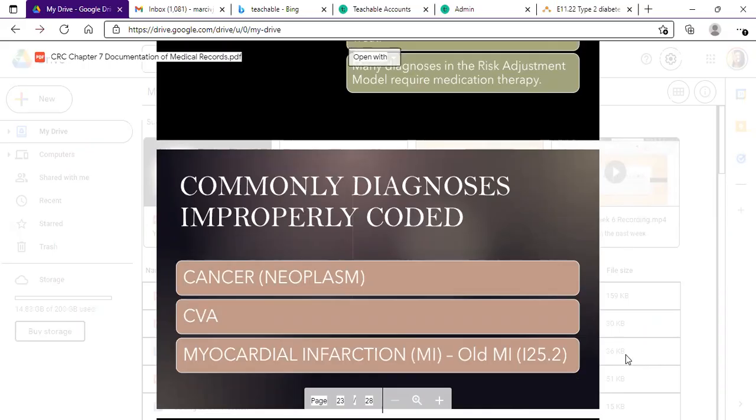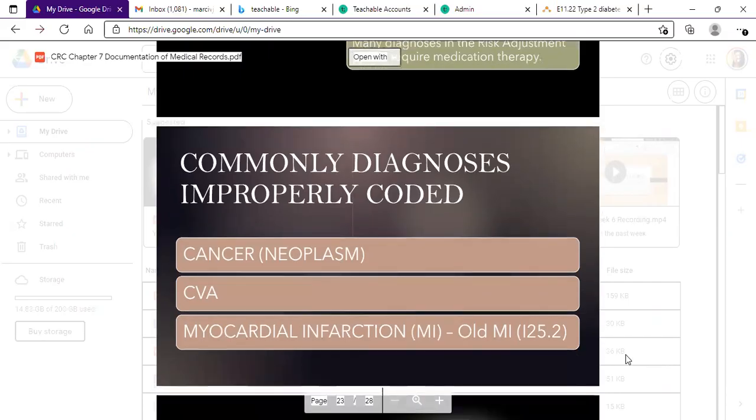So commonly, diagnoses are improperly coded. Cancer, CVA, heart attack. So we know that myocardial infarction, or MI, is simply a heart attack. It's just a technical term. Just like I can say lawyer, or I can say attorney. I can say doctor, or I can say physician. You know, I can say the janitor, or I can say environmental services. So I can say heart attack, or I can say myocardial infarction. I can say stroke, or I can say CVA, cerebral infarction. I can say cancer, I can say neoplasm.